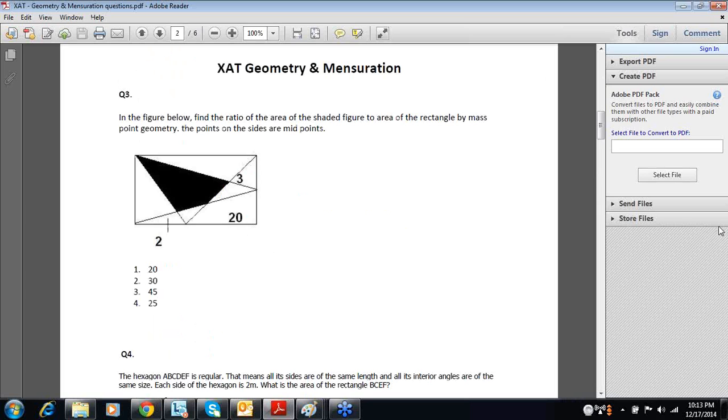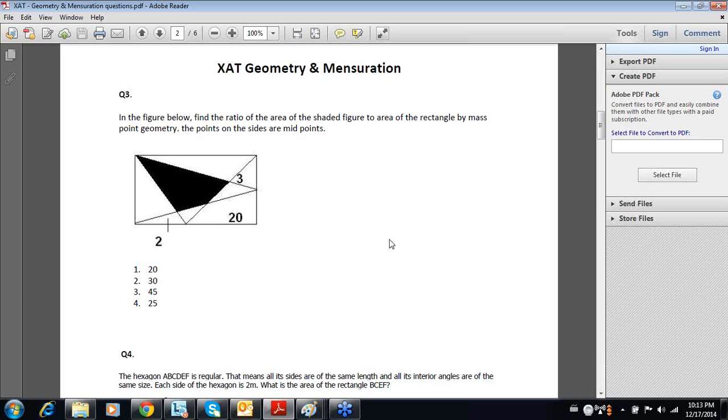Everybody clear with this? Are you guys following this? Let me tell you, this is one of the most important sections for any JEE examination. So just brush up your basics in all the geometry sections.